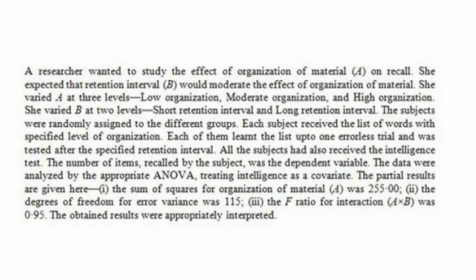One result is the sum of squares of organization of material, that is independent variable, was 255, and the degree of freedom for error variance is 115. The F ratio for interaction, that is the interaction of the independent variable and the moderator variable, was 0.95. So the obtained results were appropriately interpreted. Very good. So now we know what is a research condition.